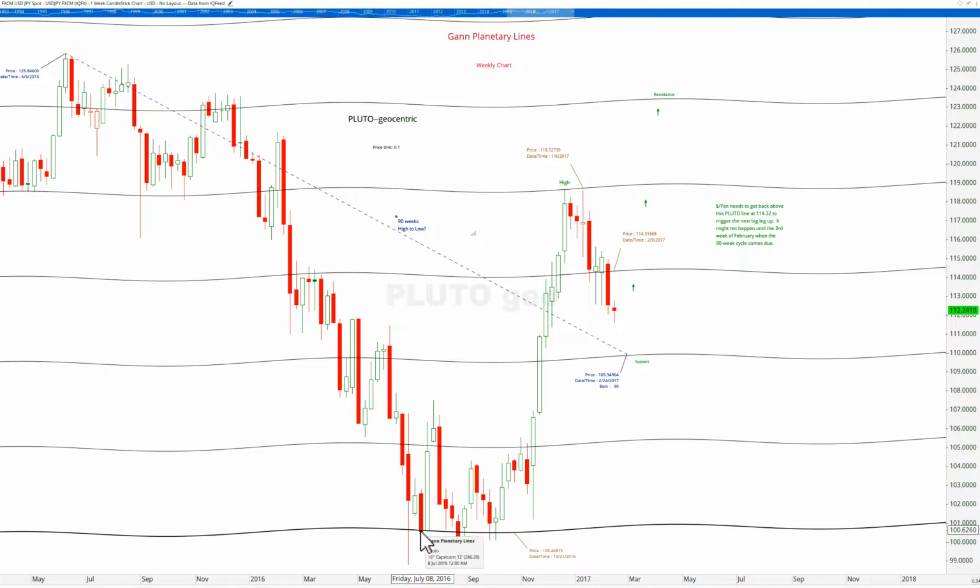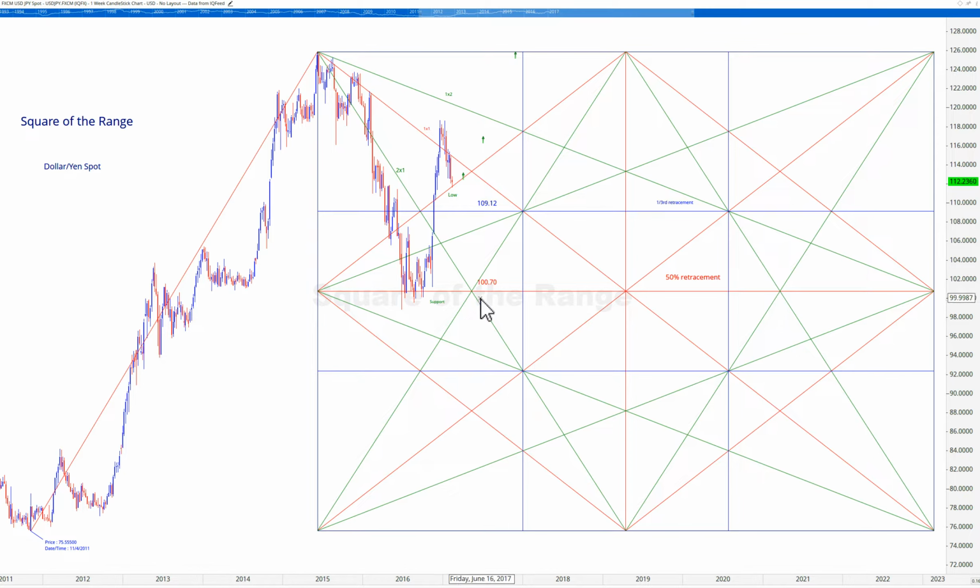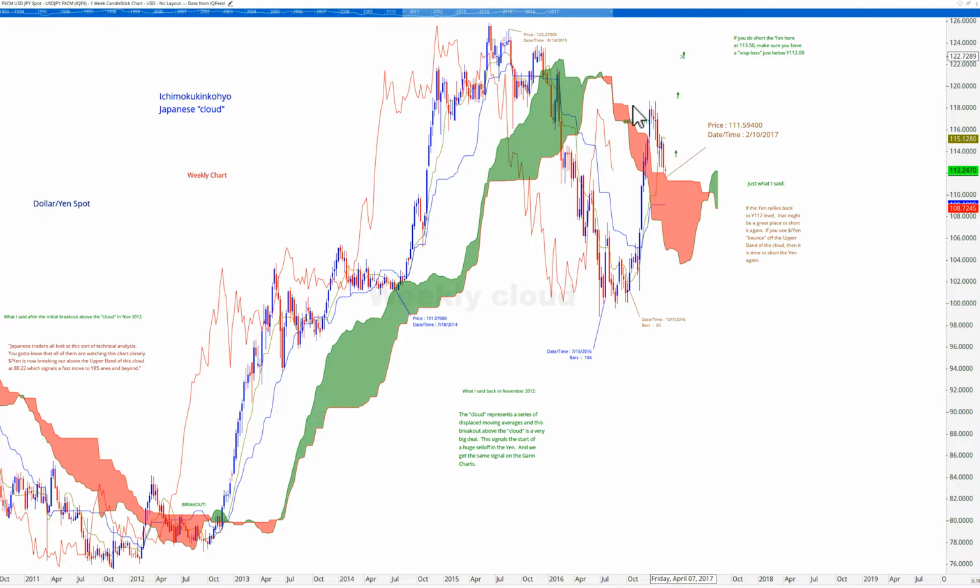What I think is important here is that Pluto gave us the low back at 100 to 101 area. And I think that sets up this rally. You can also see the 50% retracement gave us the low back at 100. So that was an important indication that you're going to get a big rally. And you bounced off of this weekly, the upper band of the weekly cloud, which sets up the rally.